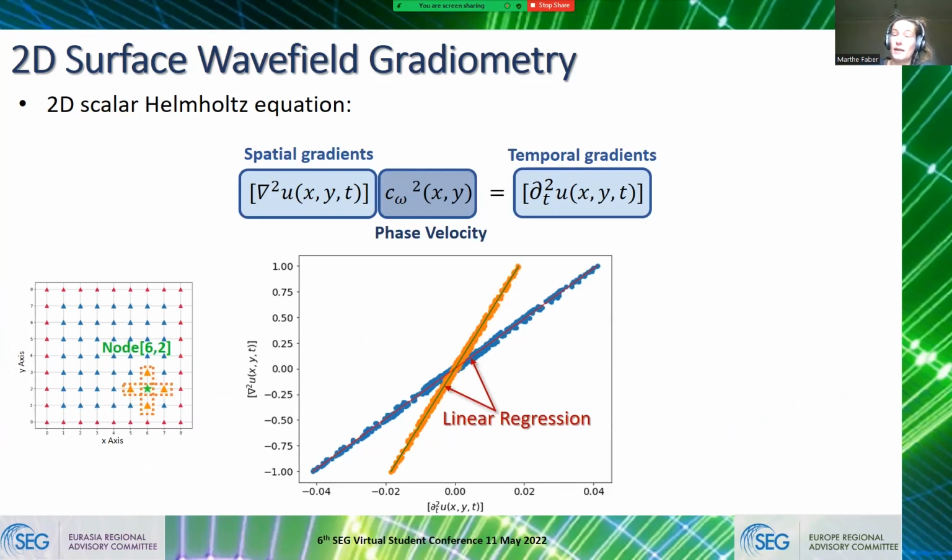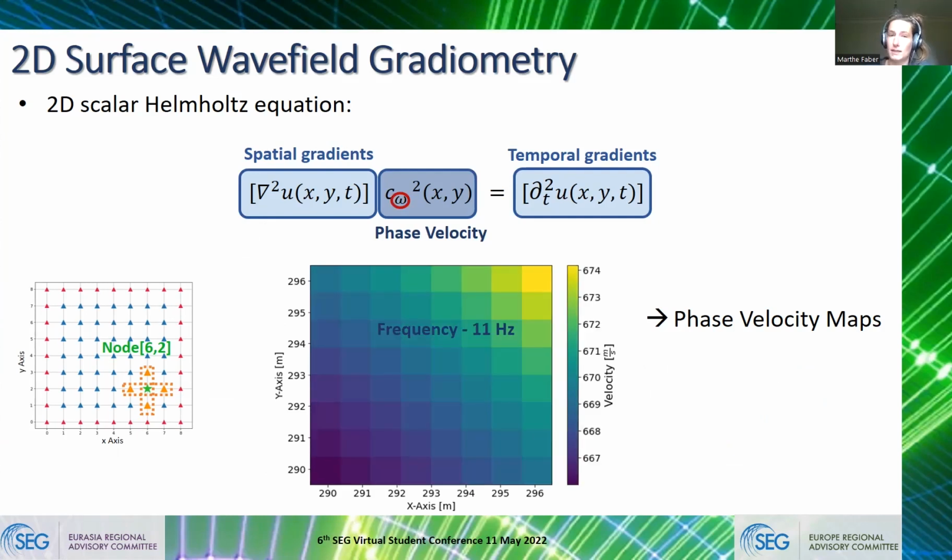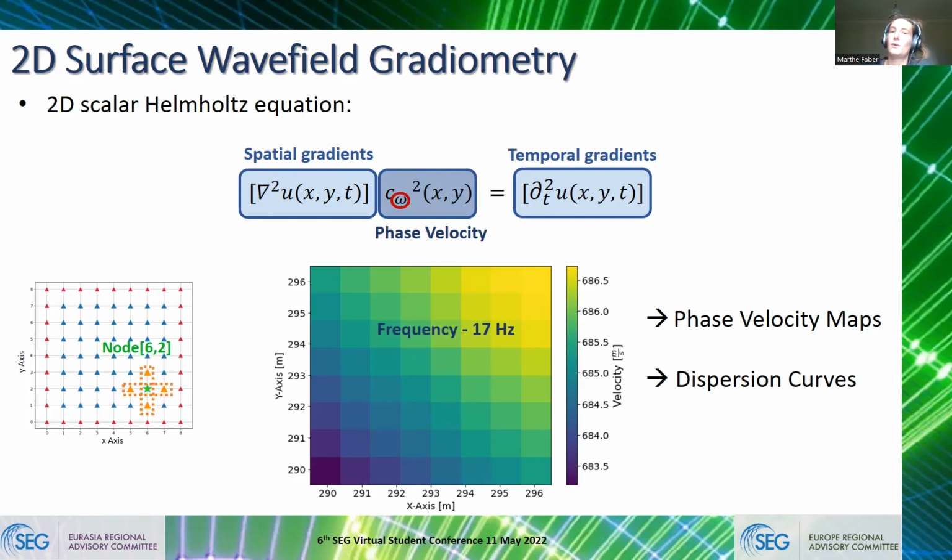If we take a look at a different receiver station, the slope changes if the velocity changes. And following that principle, we can construct phase velocity maps over a whole receiver grid. And if we then do that for each filtered frequency, we can construct local dispersion curves for each receiver station, which gives us then 3D information about the subsurface.